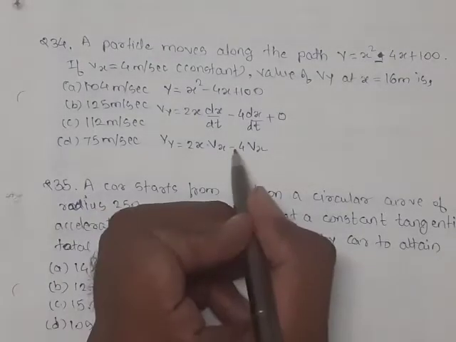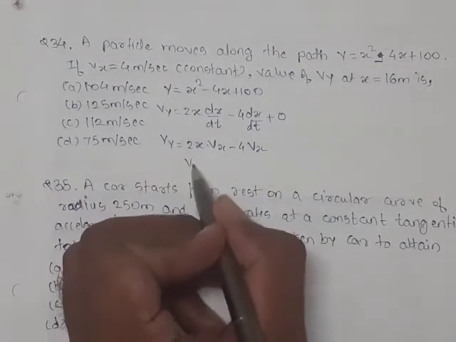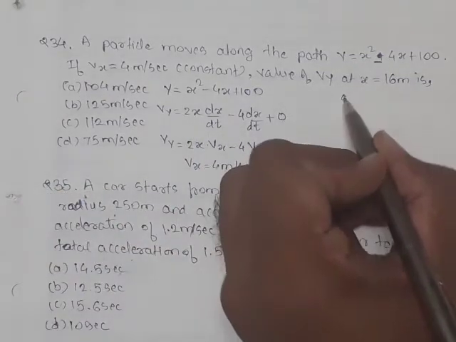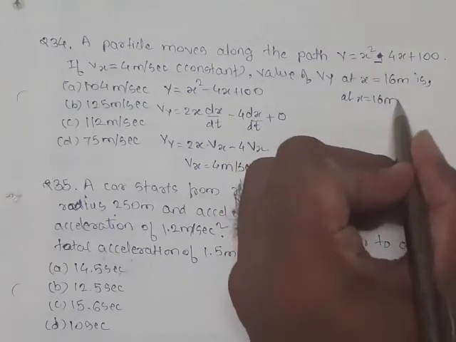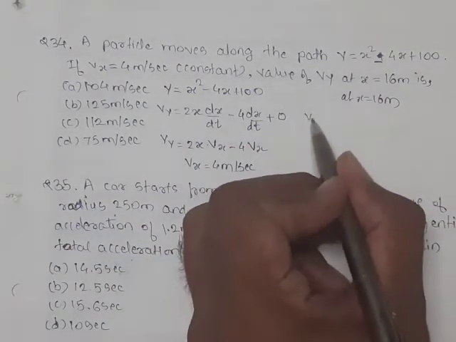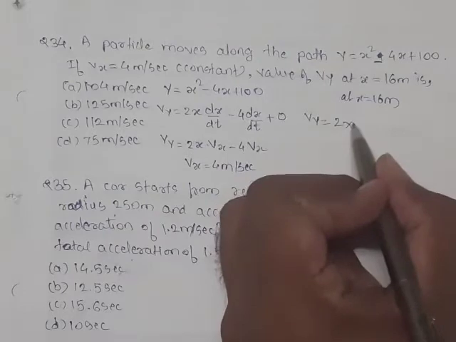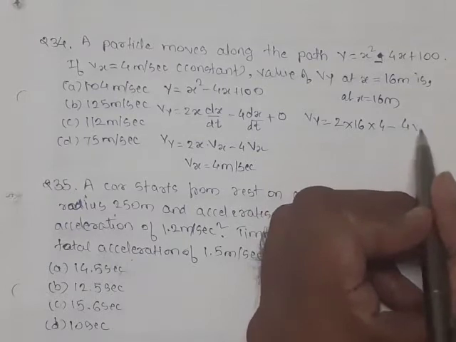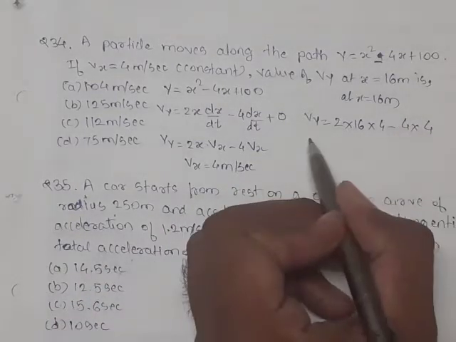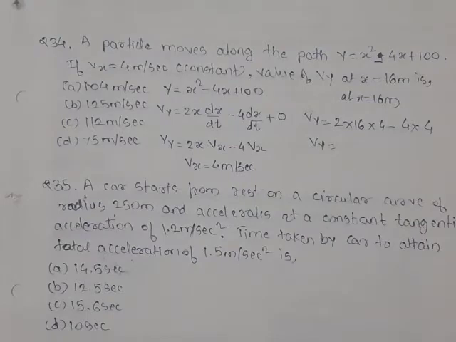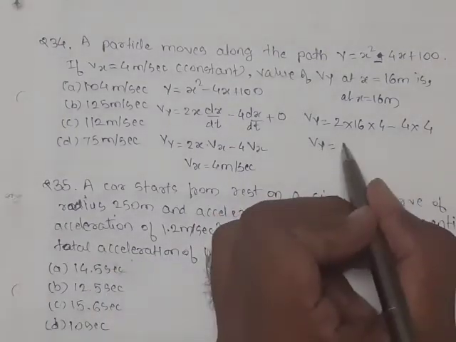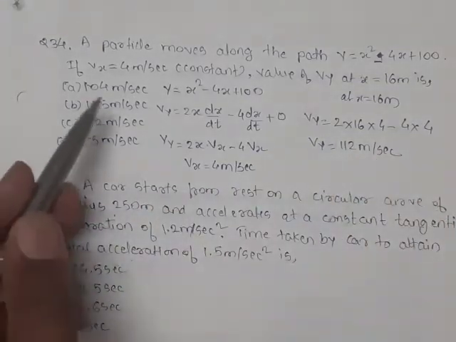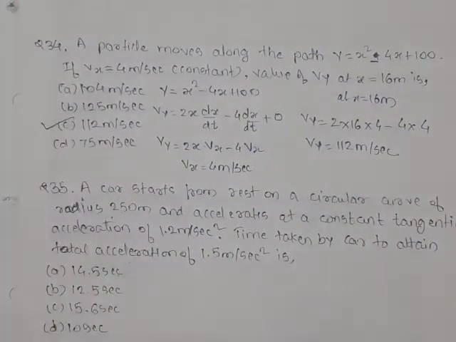Here the value of vx is given as 4 meters per second. Now it is asked to find the value of vy at x equal to 16 meters. So we'll put the values in this equation. vy will be 2 into 16 into 4, minus 4 into 4. So finally we get the value of vy, which comes to be 112 meters per second. So out of the four options, option C is correct.